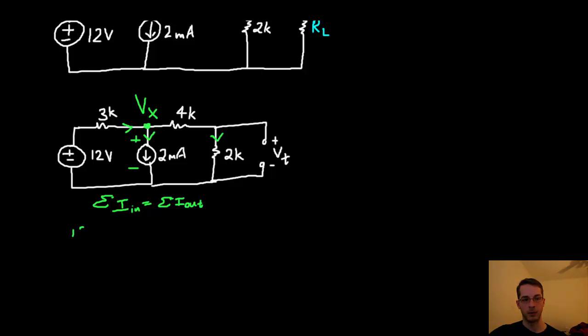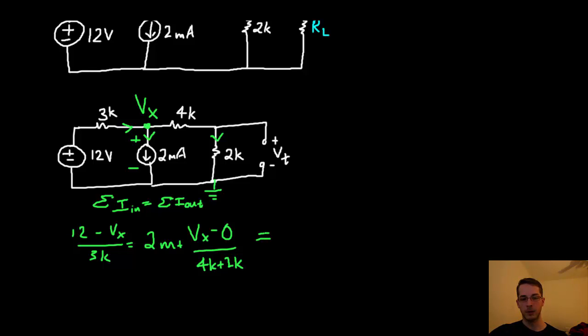This current over on the left is going to be 12 minus Vx over 3K, equal to the 2 milliamps plus Vx minus 0 over 4K plus 2K, if this were our ground node on the bottom here. You can solve for Vx and you get 4 volts.